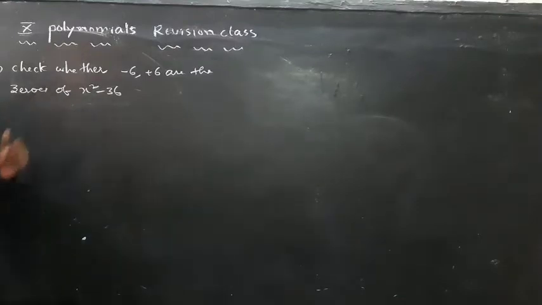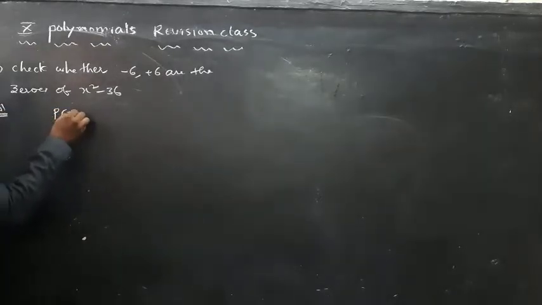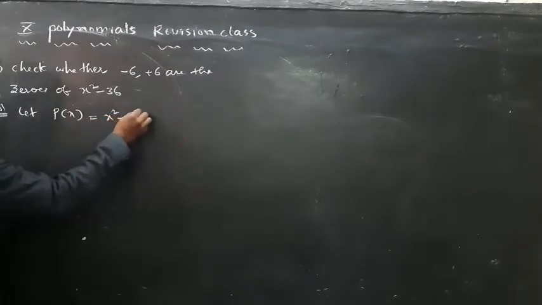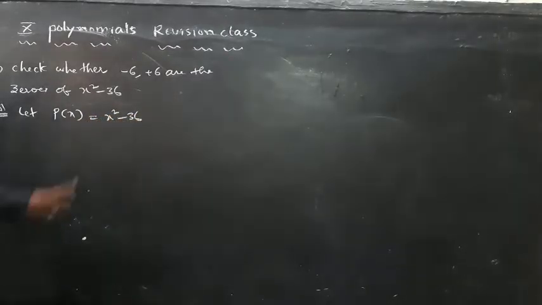Here is the first question in division class. Check whether minus 6 comma plus 6 are the zeros of x square minus 36. To check this, first I am taking the given polynomial as p of x. Let p of x is equal to x square minus 36. Now I have to check minus 6 and plus 6.